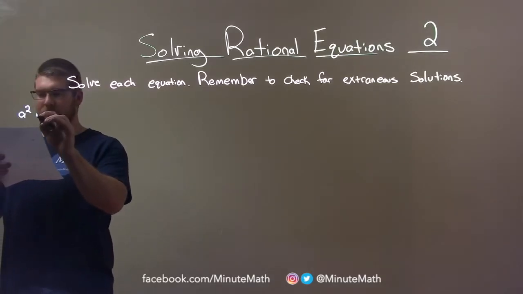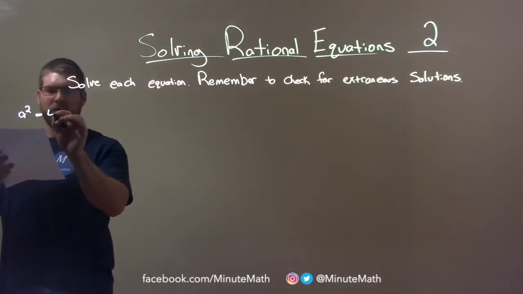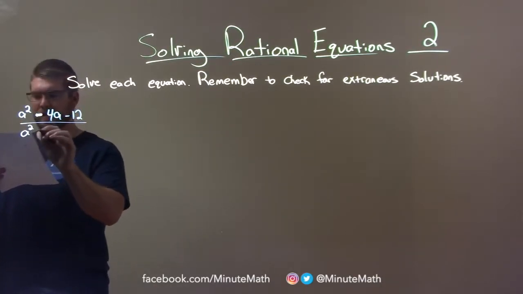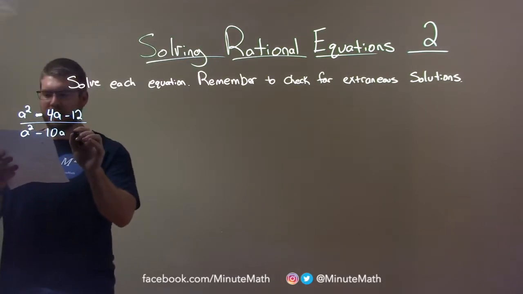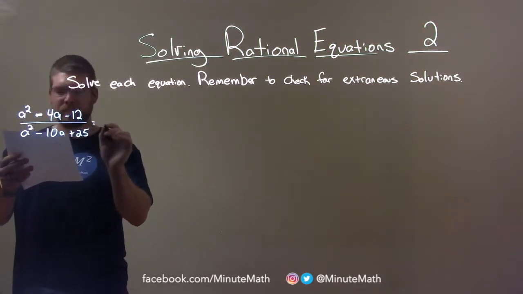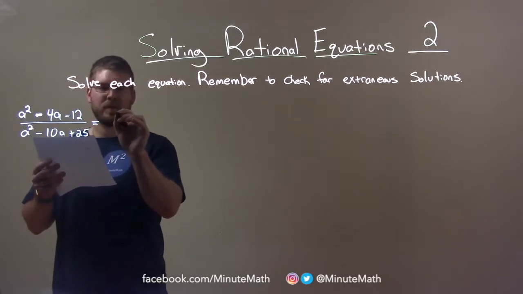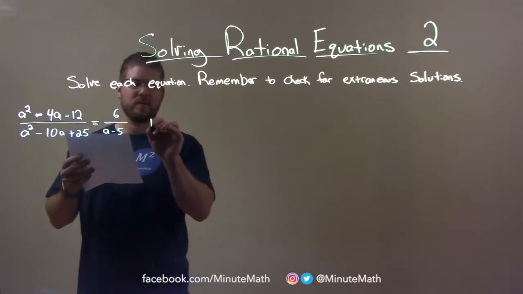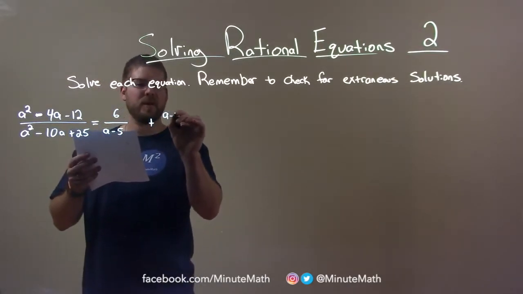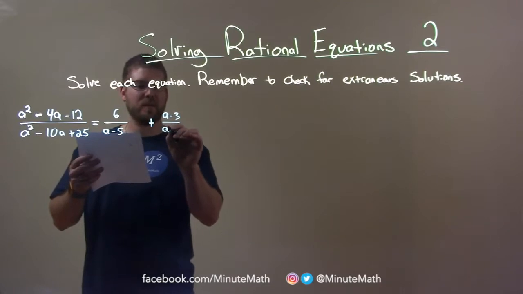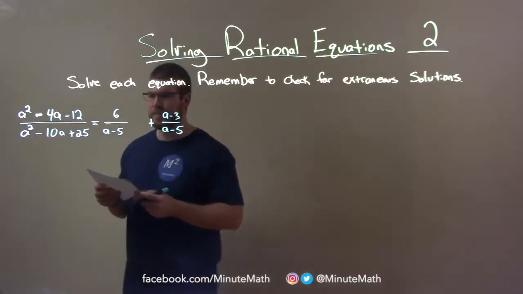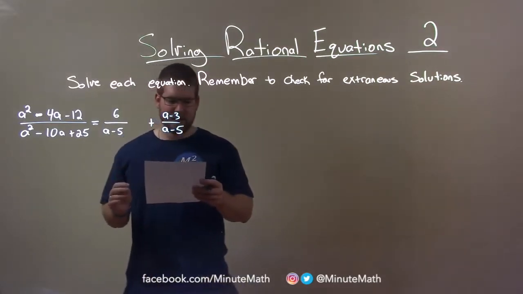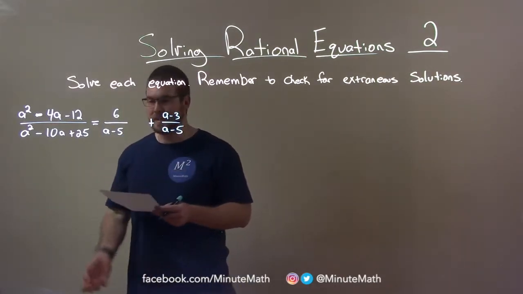A squared minus 4a minus 12 over a squared minus 10a plus 25 is equal to 6 over a minus 5 plus a minus 3 over a minus 5. This one's a little tricky. There's a few ways to kind of go about it, up to you and how you want to see it.